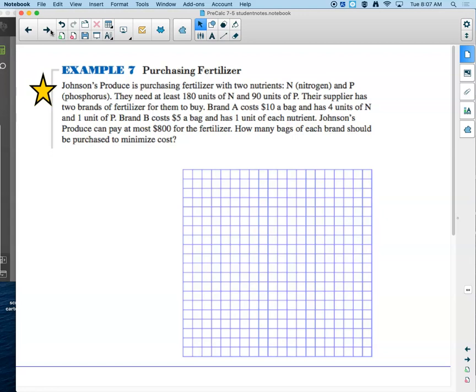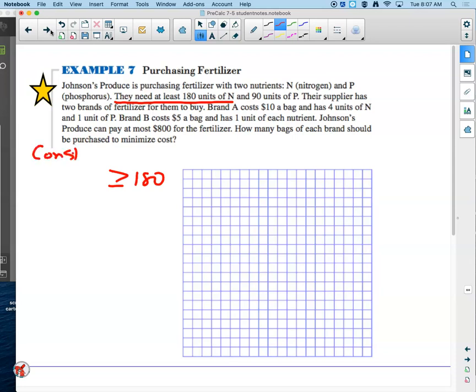And the first thing I saw here was they need at least 180 units of nitrogen. So that's telling me something has to be greater than or equal to 180. And that is one of the constraints. Now that was about nitrogen. And I know there are two brands here, but I'm going to use X and Y versus A and B. And so I go through and I'm trying to find things about nitrogen, because if this is my total, and that total is about nitrogen, my whole equation or inequality needs to be about nitrogen.